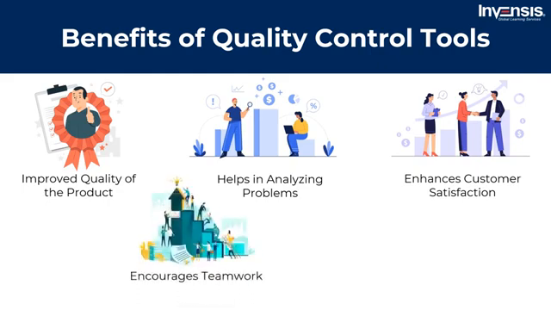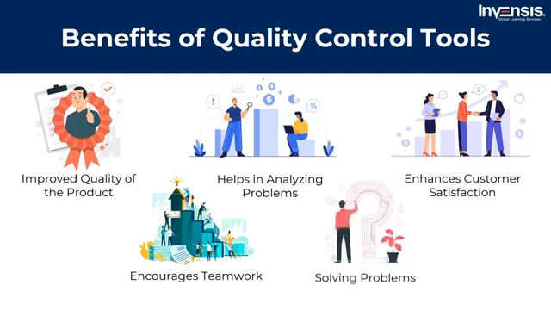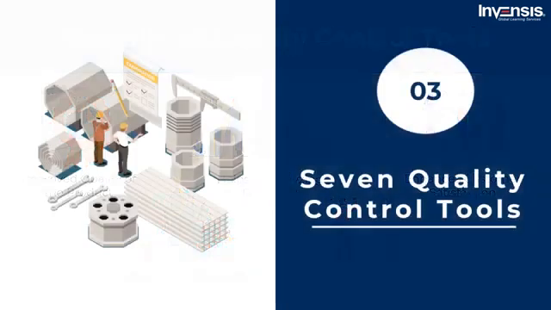Then, it encourages teamwork. There are certain tools in quality control that require the entire team to collaborate together and discuss various things, for example, areas of improvement or any problem and how to resolve it. Next, quality control tools are an efficient way of solving potential problems. These tools help in determining the root causes of problems. So these were just some of the benefits of quality control tools. Next, let us move on to our main topic and talk about the 7 quality control tools.